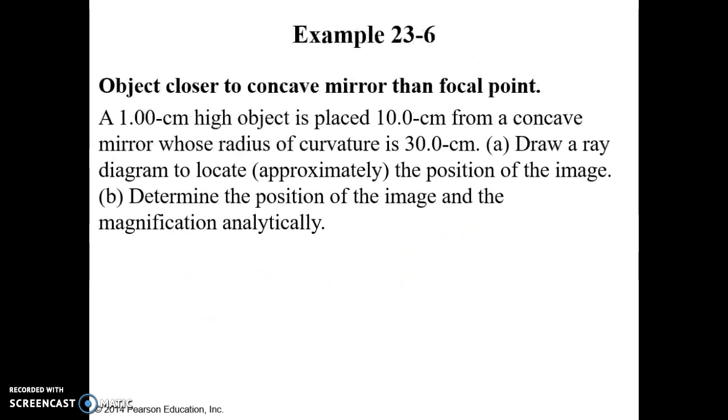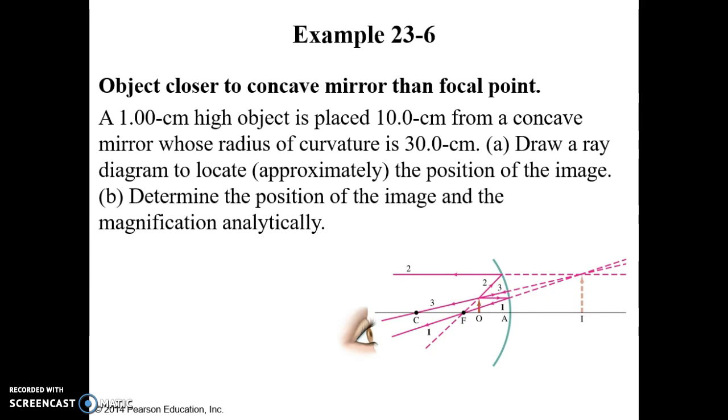So here we have a 1 centimeter high object. It's placed 10 centimeters from the concave mirror, whose radius is 30 centimeters. For part A, we want to draw a diagram to locate approximately where the position of the image is. And then part B will determine the position of the image and the magnification analytically.